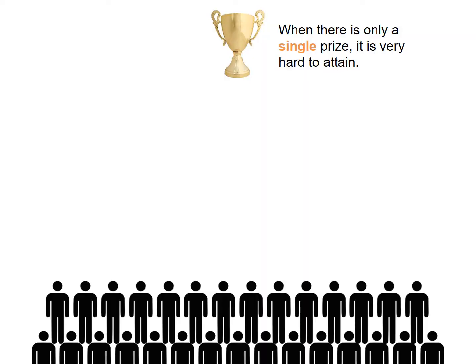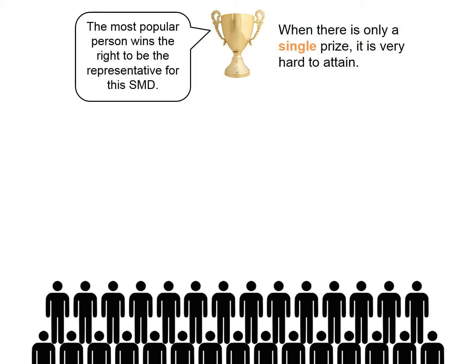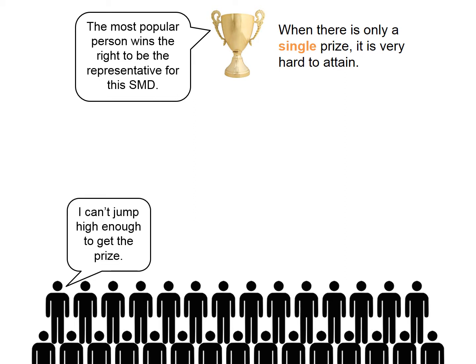This demonstrates how this single prize leads to a two-party system. We have all these little men on the bottom, and they have a prize that's very hard to attain. When there's only a single prize, it's very difficult to win it. The most popular person wins the right to be a representative for this single-member district. However, these little guys can't quite jump high enough to get to the prize, so they need to buddy up.